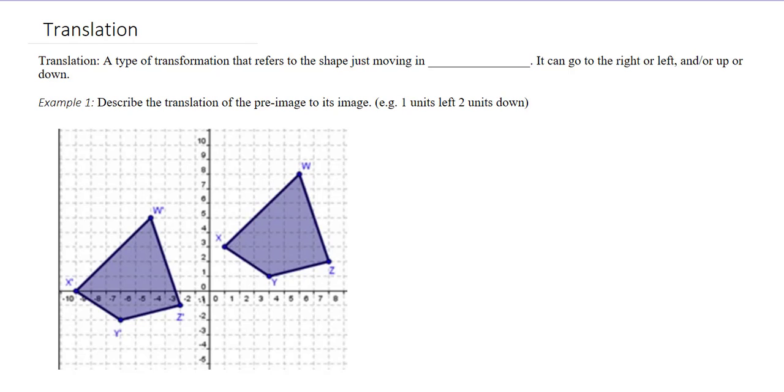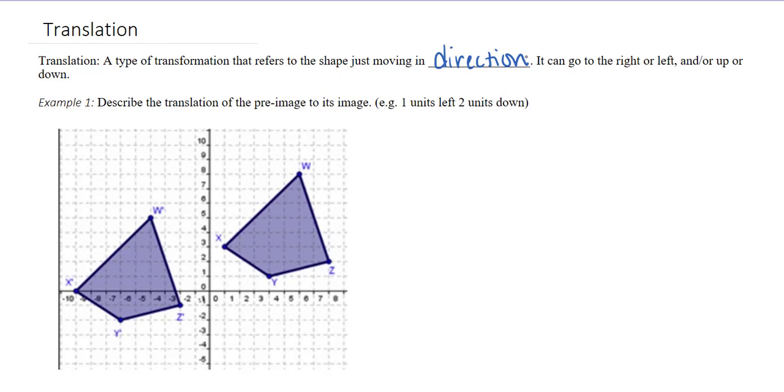Translation is a type of transformation where the shape just moves in a direction. It can go to the right or left, and up or down. Example 1: describe the translation of the pre-image to its image. The example is like 1 unit left and 2 units down. So let's look at this.